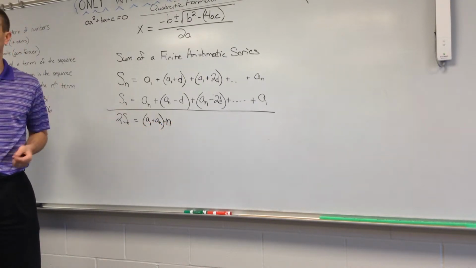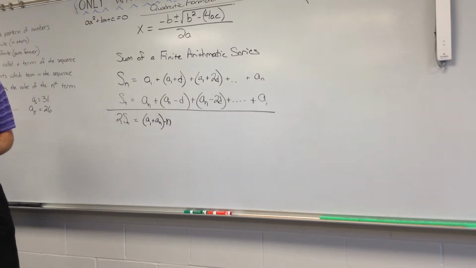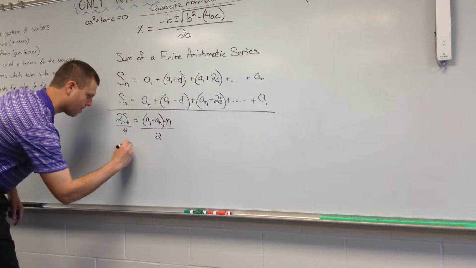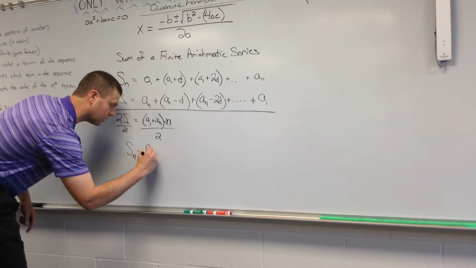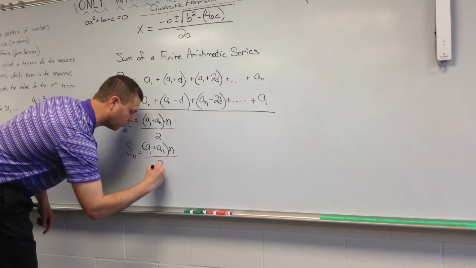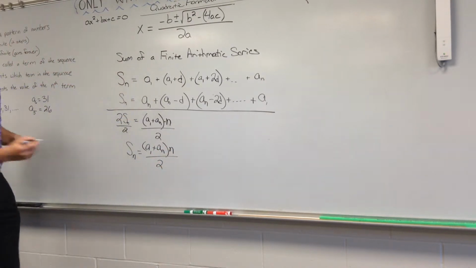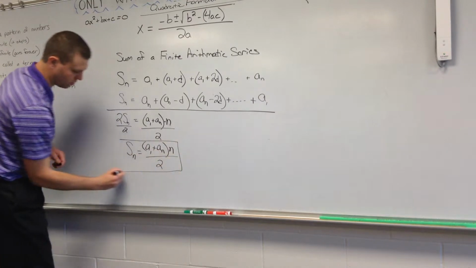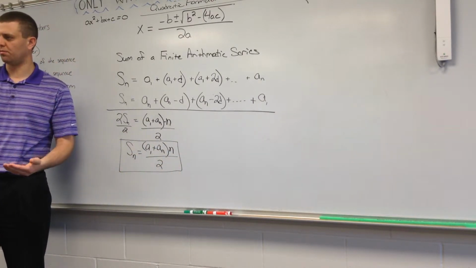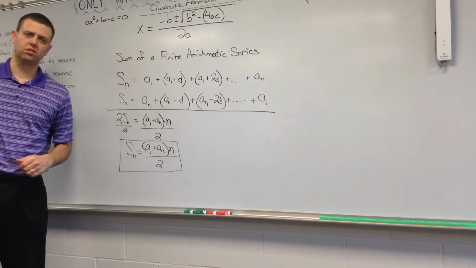However, in this case there was 30 of them in our situation, right? Divide both sides by 2. And S sub n equals a sub 1 plus a sub n times n, all over 2. There's your formula that you can use to add together every term in an arithmetic series.